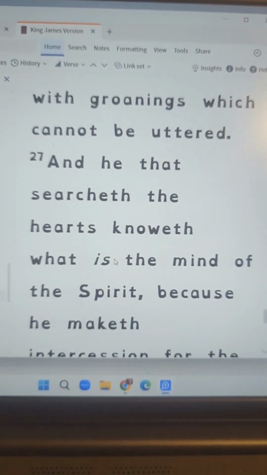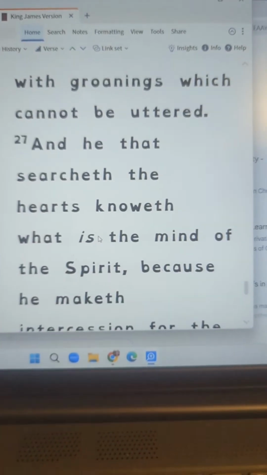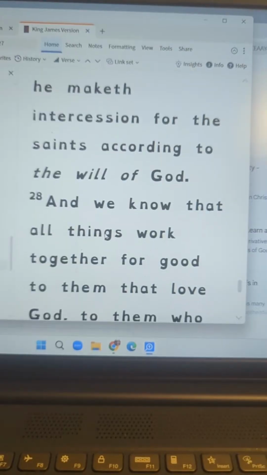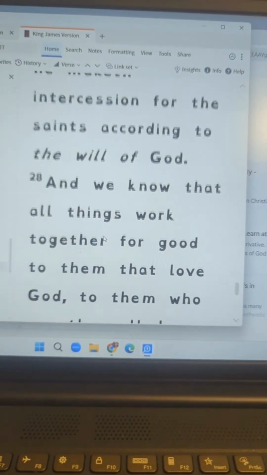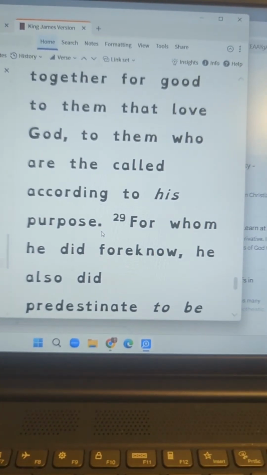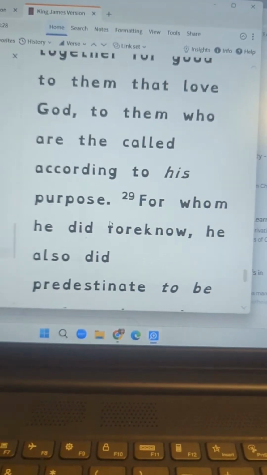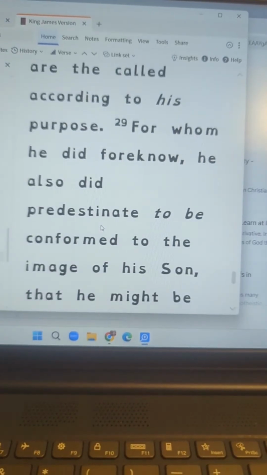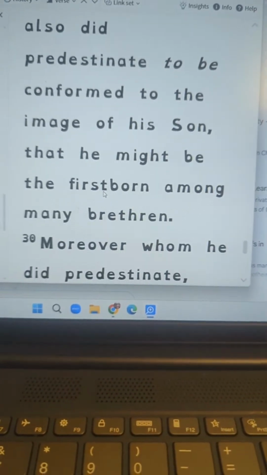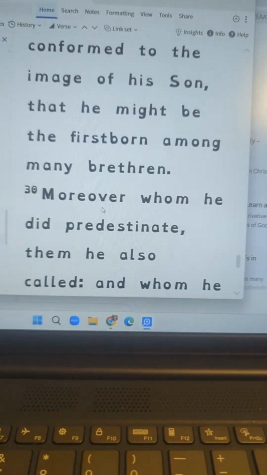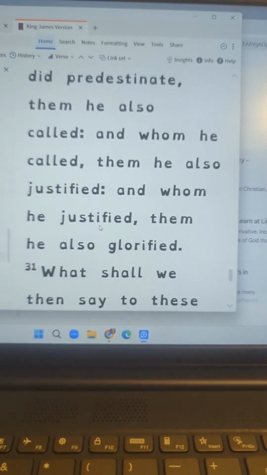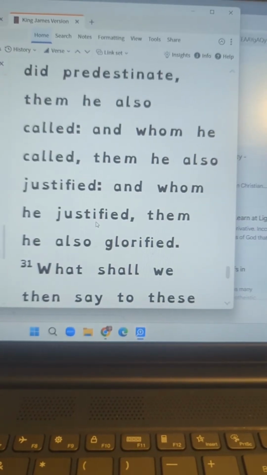And he that searcheth the hearts knoweth what is the mind of the Spirit, because he maketh intercession for the saints according to the will of God. And he knows that all things work together for good to them that love God, to them who are called according to his purpose, right? For whom he did foreknow, he also did predestinate to be conformed to the image of his Son, that he might be the firstborn of many brethren. Moreover, whom he did predestinate, them also called, and whom he called, them he also justified, and whom he justified, them he glorified.